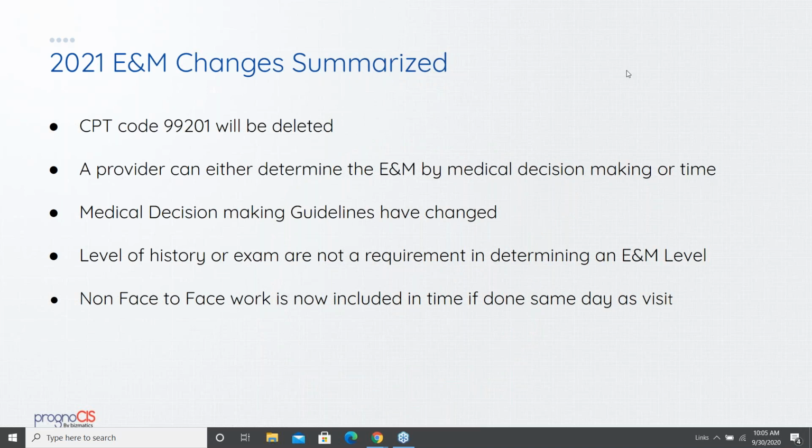Thank you, Diya. Good morning, everyone. We're going to go ahead and go over these changes that are coming for 2021. CPT code 99201 will be deleted. A provider can either determine the E&M by medical decision-making or time. Medical decision-making guidelines have changed. Level of history or exam are not a requirement in determining an E&M level. Non-face-to-face work is now included in time if done the same day as the visit.